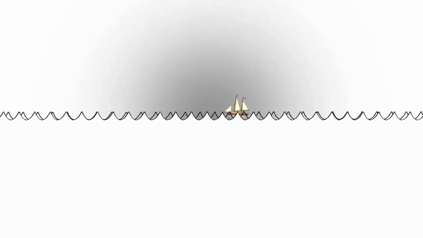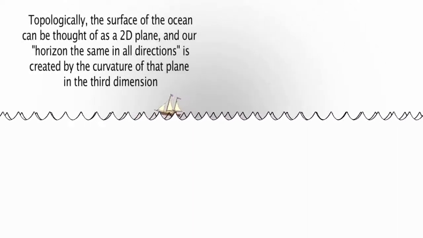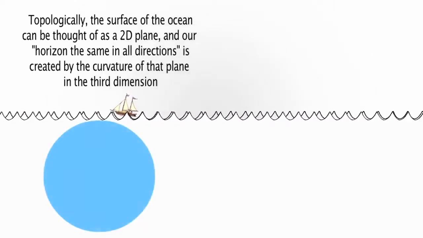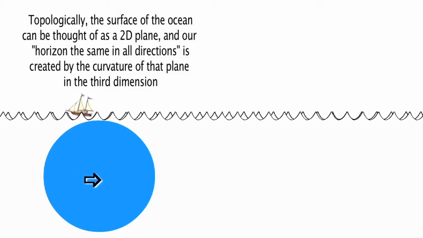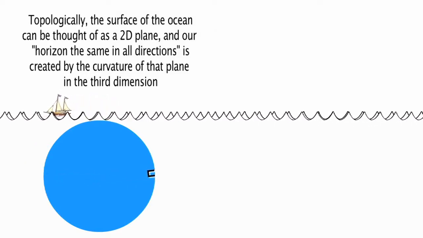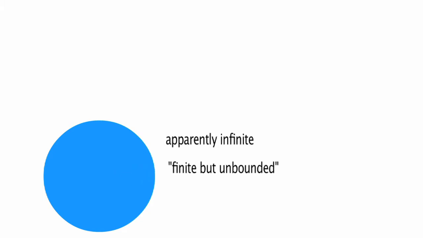If I'm on a boat in the middle of the ocean, I can see a horizon that appears to be the same in every direction. From this I can deduce that there is a slight curvature to the surface of the ocean, which is, topologically speaking, a 2D plane, and understand that I'm really on a 3D sphere. From the 2D topological perspective, I could head in a specific direction forever, giving me the impression that I was on an infinitely flat surface. But with the added curvature of the third dimension, we can see how apparently infinite can be equated with finite but unbounded.